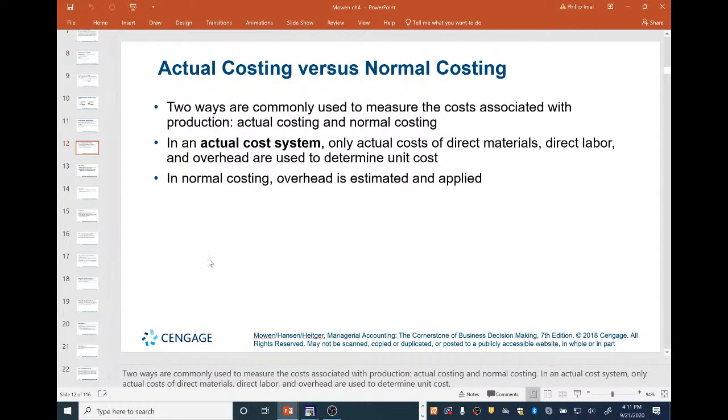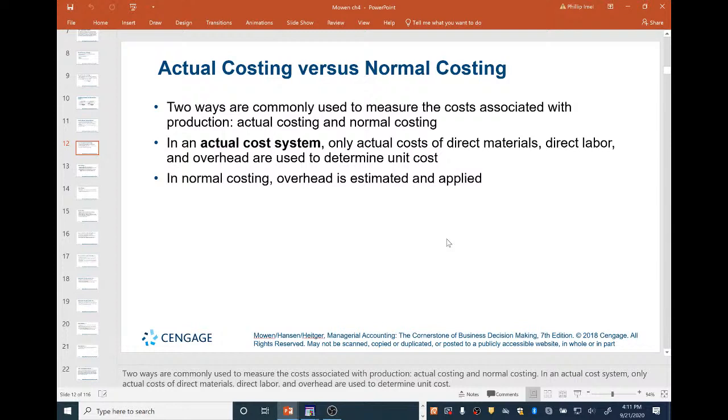Actual costing versus normal costing. So these are the two most common ways right here for actually costing. In the actual cost system, only actual cost of direct materials, direct labor, and the overhead are used to determine the cost, right? So we're trying to use the actual cost. In normal costing, overhead is estimated and applied. So that's going to be the main difference between actual costing versus normal costing.